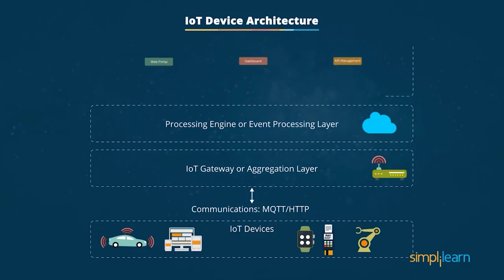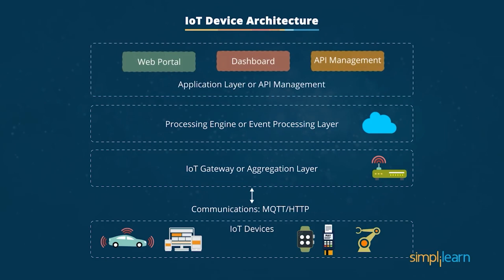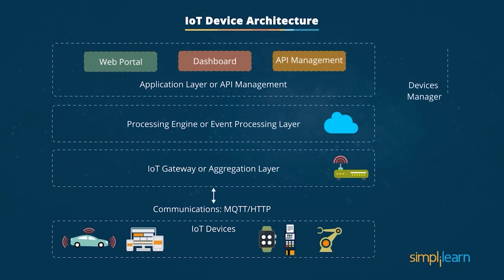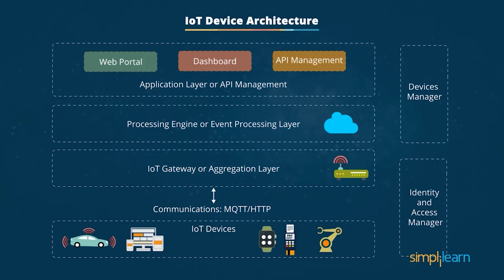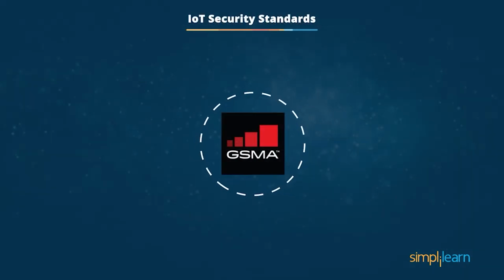The last layer is called the application layer, or API management layer. It acts as an interface between third-party applications and infrastructure. The entire landscape is supported by device managers and identity and access managers, which are useful for the security of the architecture. Many individuals and organizations have contributed to create and set this standard.